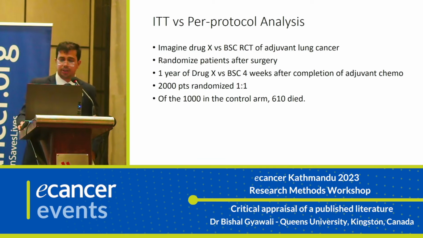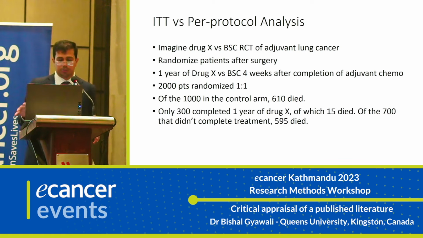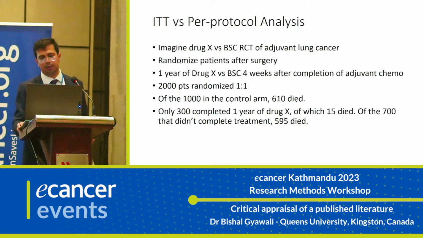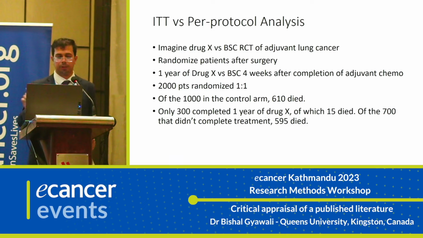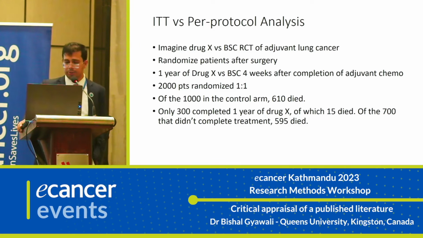Of the 1,000 patients in the control arm, 610 died. Try to remember these numbers. 610 died. And now there are 1,000 patients in the drug arm. Of those 1,000 patients in the drug arm, only 300 could complete the whole course of treatment, of which 15 died. Of those 300 patients who completed the total treatment, 15 died. Of the remaining 700 that did not complete treatment, let's say 595 died.